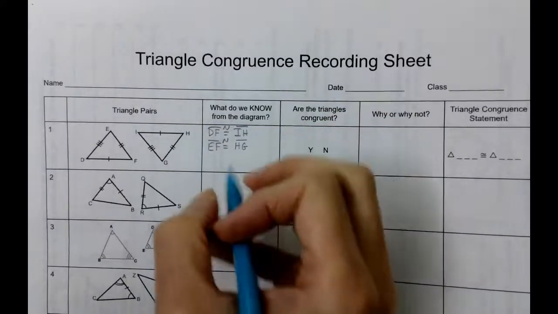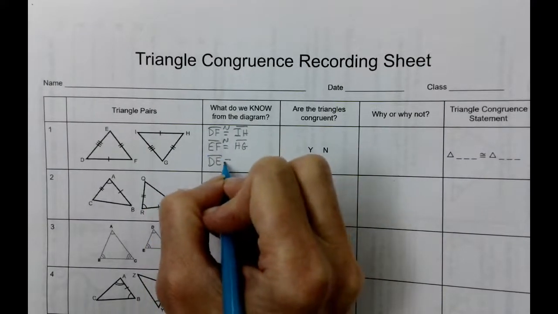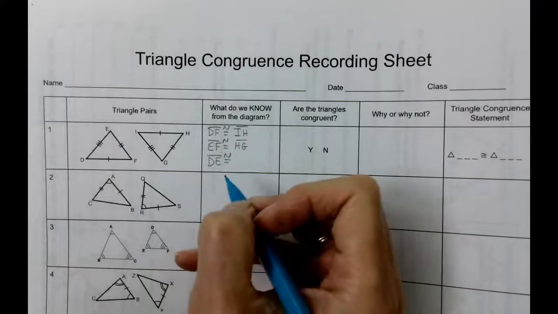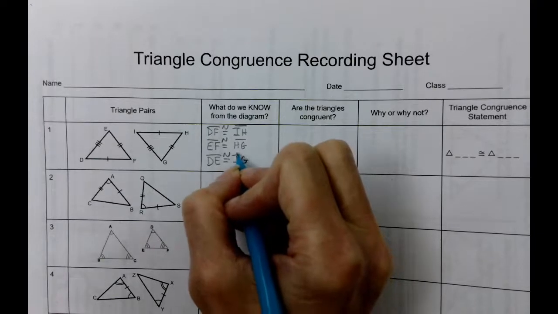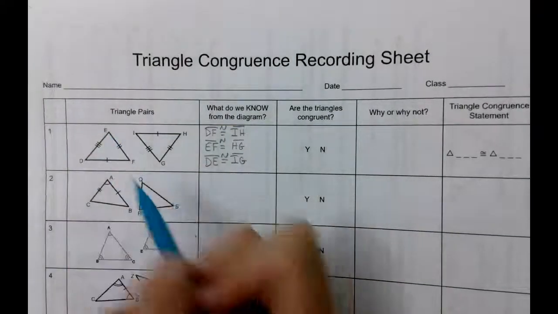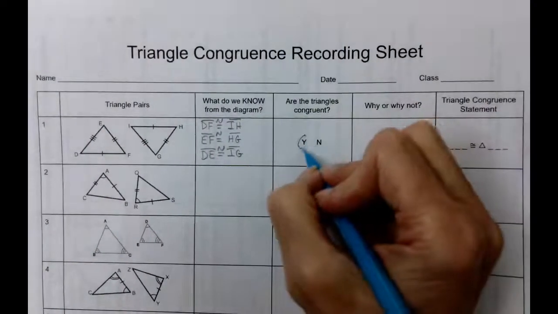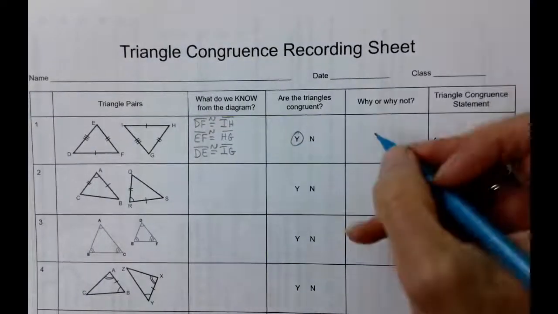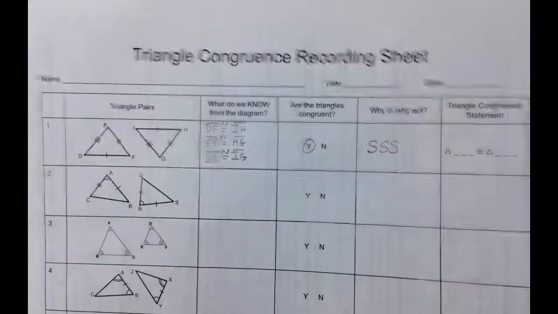And we also have that side DE is congruent to triangle IG. Sorry, not triangle. Side DE is congruent to side IG. Again, the DE has the 3 tick marks, the IG has the 3 tick marks. Are these triangles congruent? Yes. The reason is side, side, side.